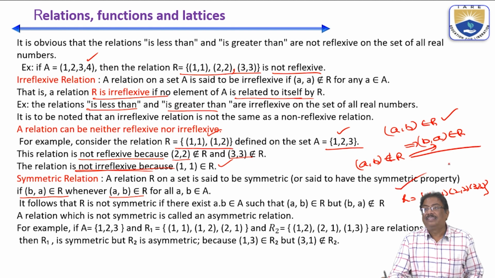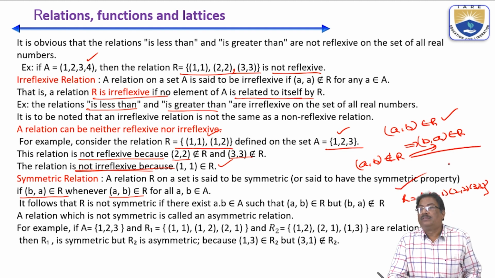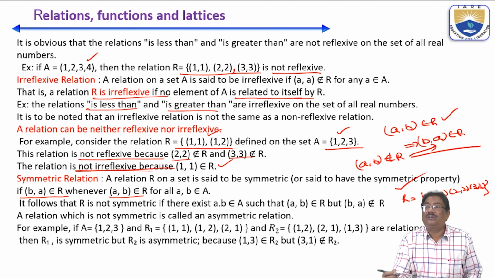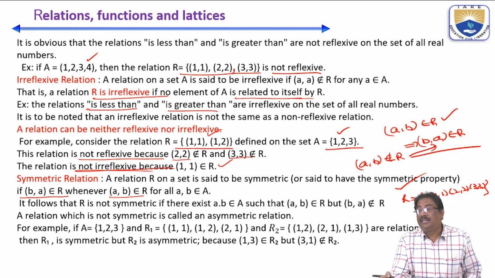So in such a case, this is automatically symmetric. Whenever (a, b) belongs to R, that is, a is related to b, then we go for b related to a. If b related to a is there, then it is symmetric. If a is not related to b, then there is no question of b related to a. In such a case, it is automatically symmetric.